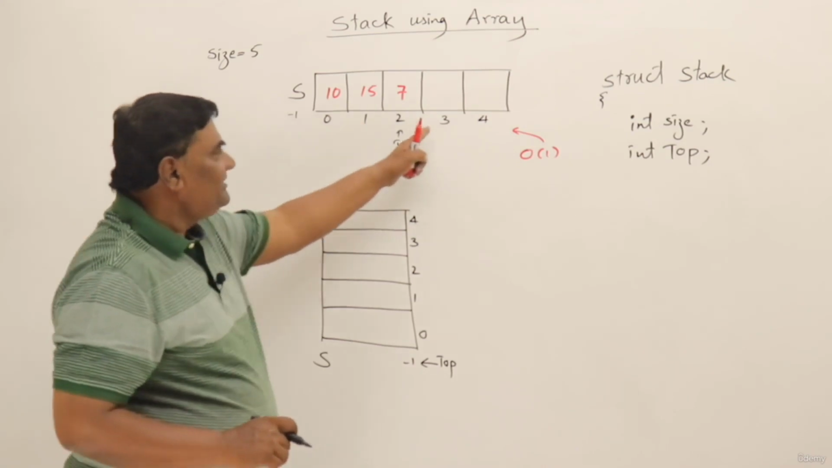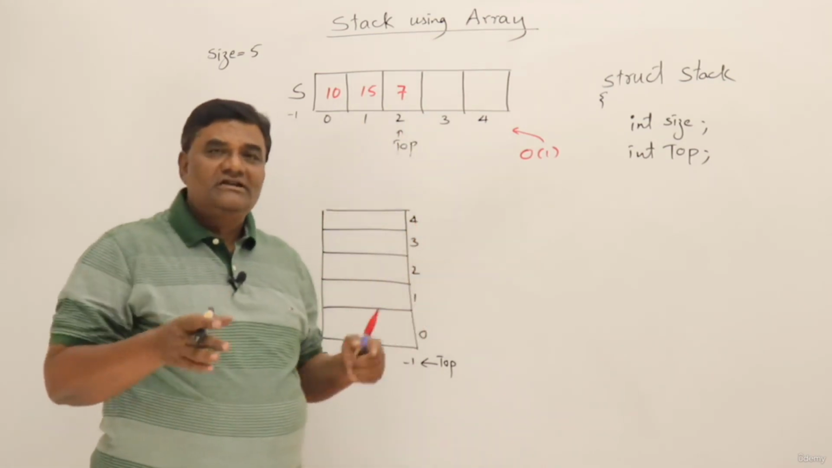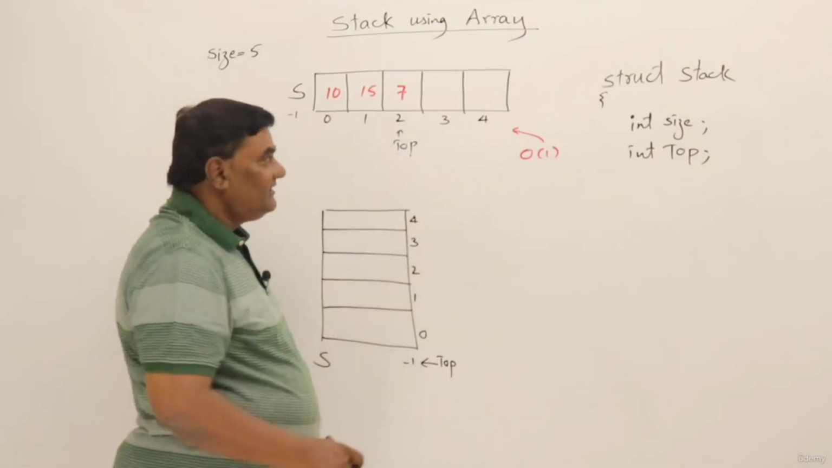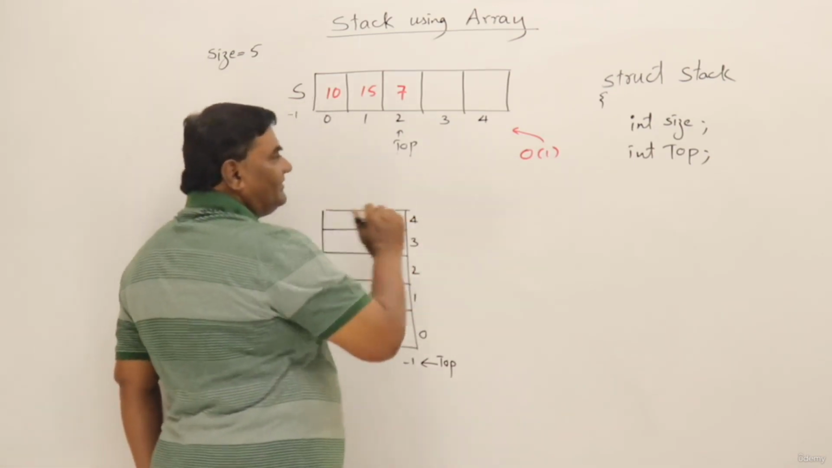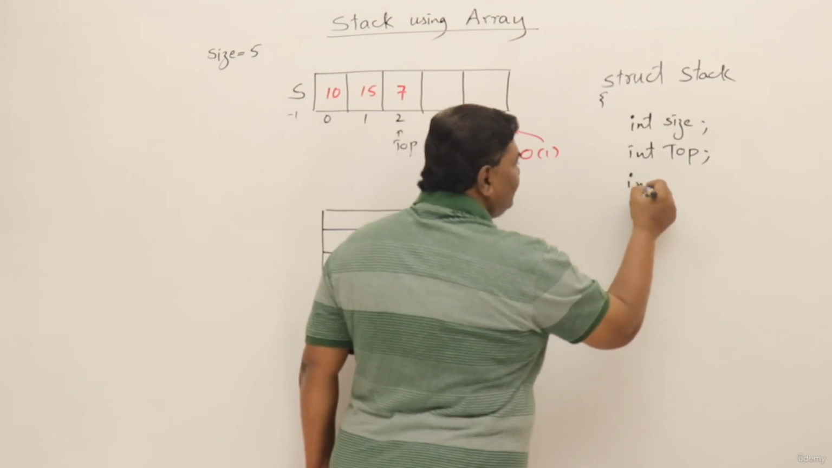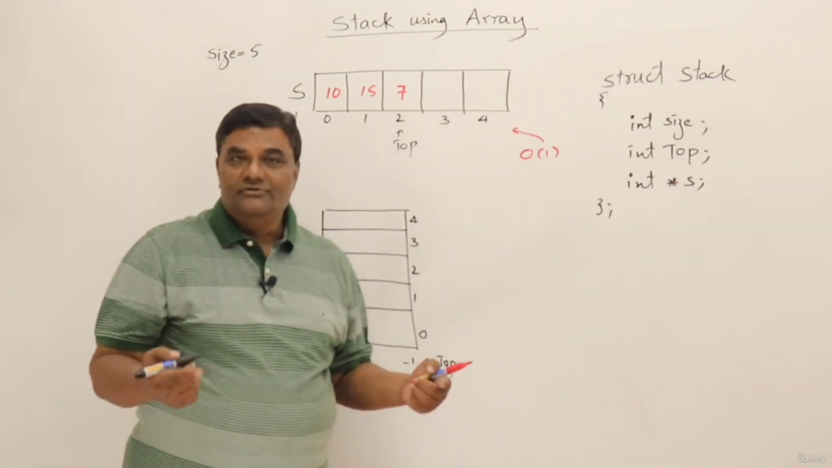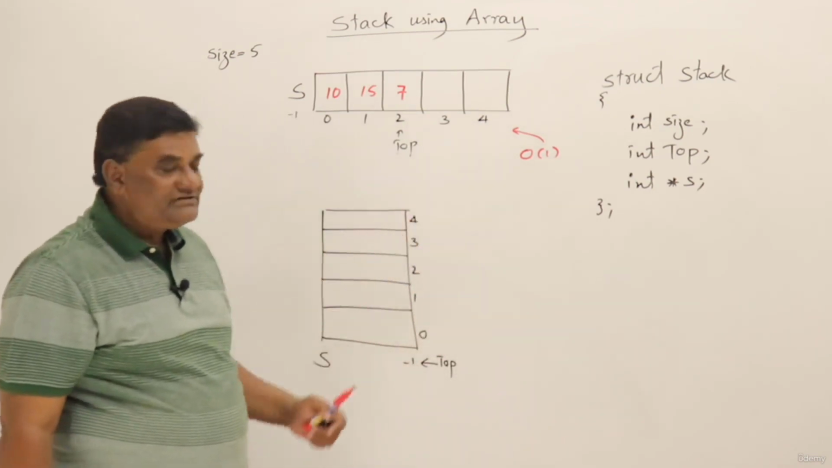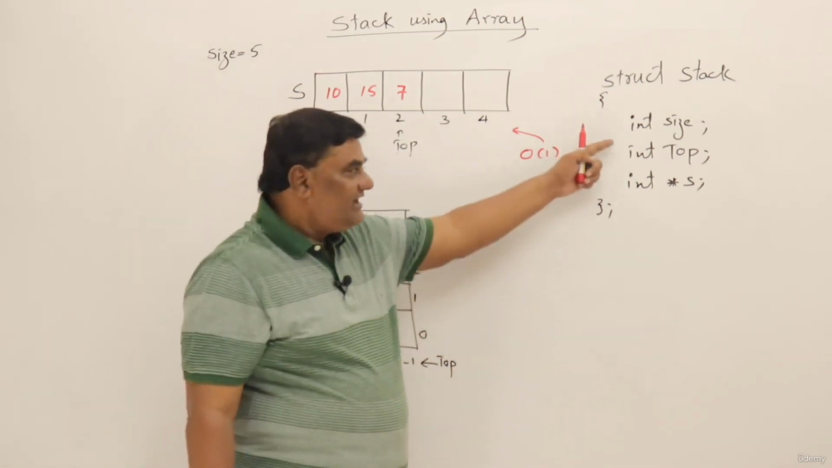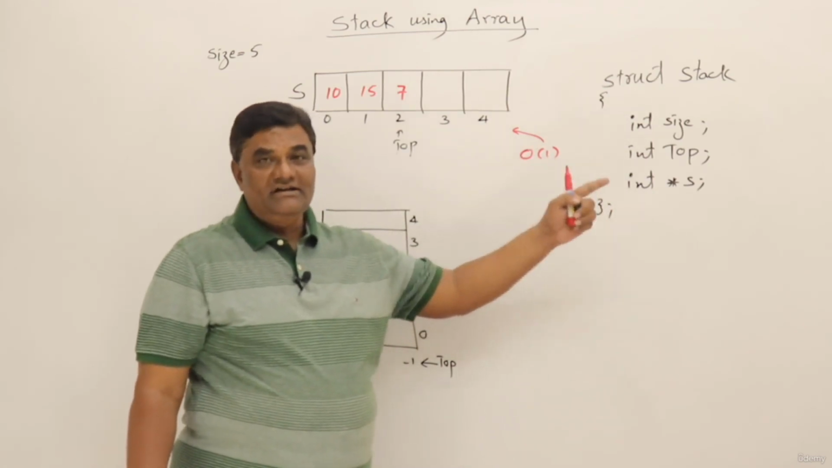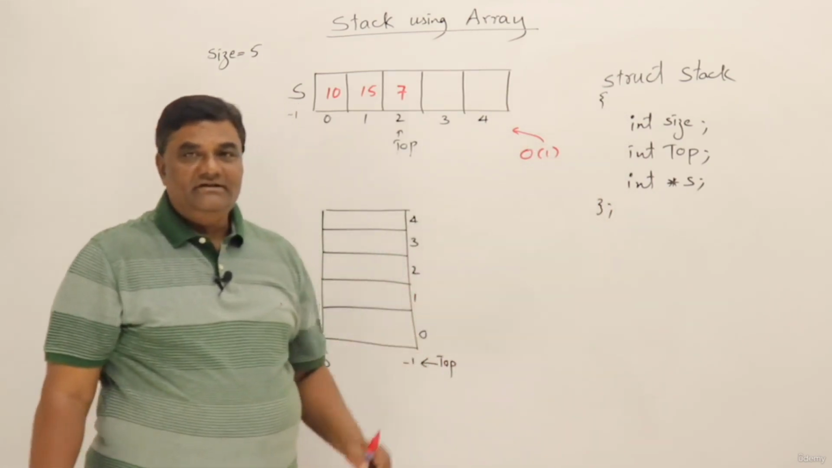So what are the types of elements that I will be storing? Mostly for learning purposes we use integer type only. So I'll use an integer type array. For that I will declare a pointer. So this is an integer type pointer. I'll be using this structure wherever I'm using a stack. So we'll follow this structure. The structure has three members: size, top pointer, and the pointer to an array. That array will be created dynamically.